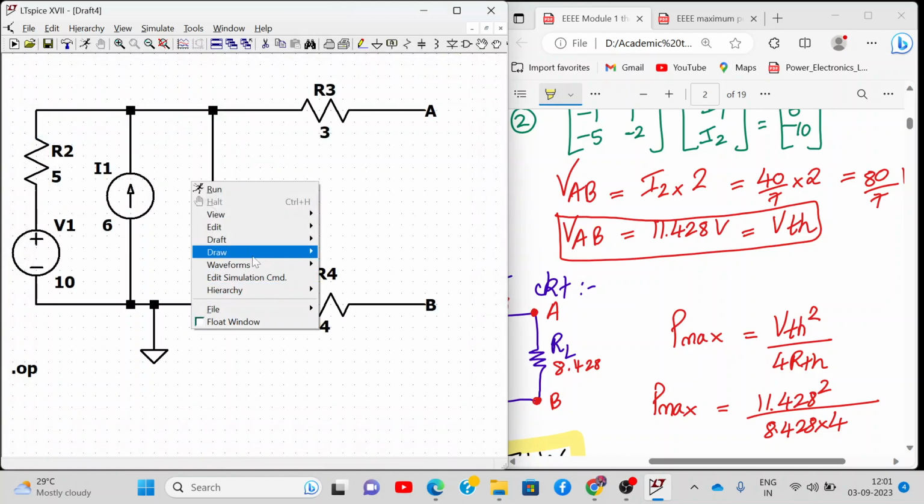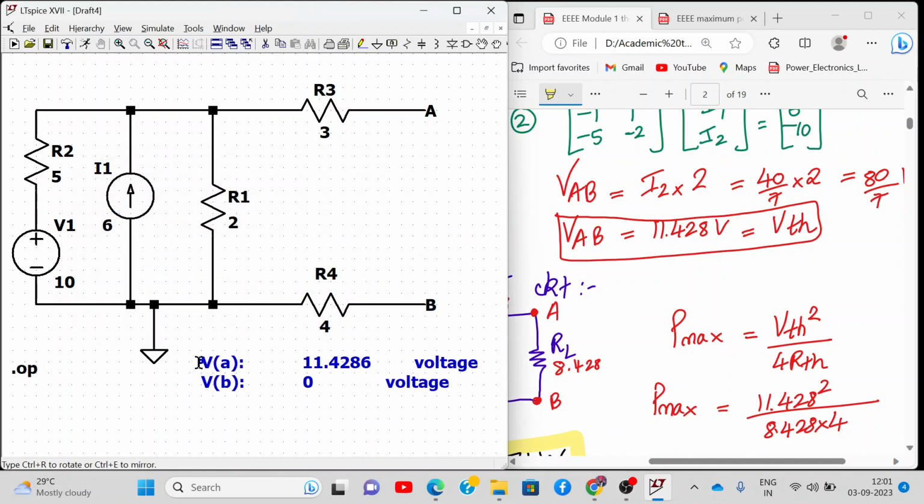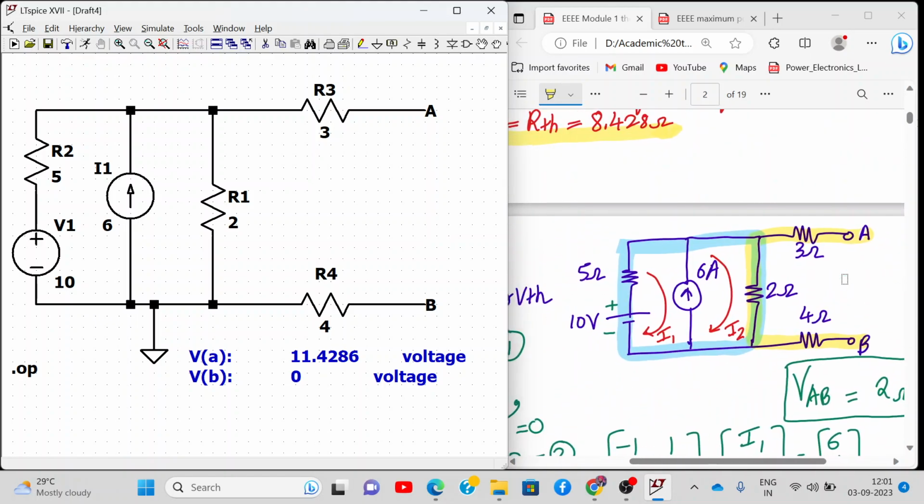So I'll right click, add a comment, go to draft, comment, and added these points. So this is VAB, 11.426. Now next is we calculate our RTH, right?